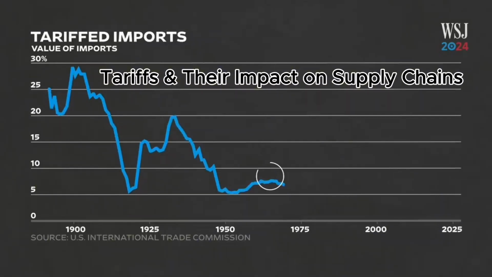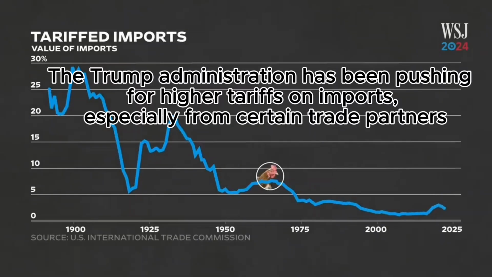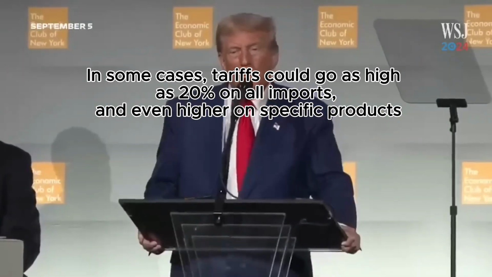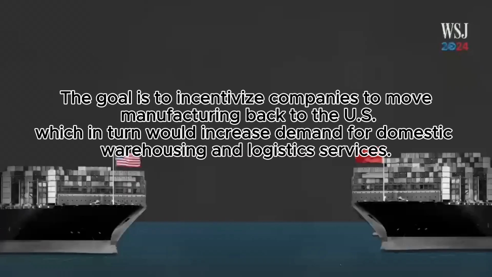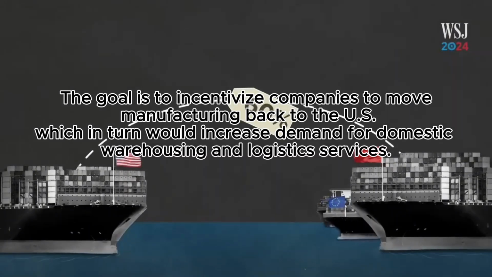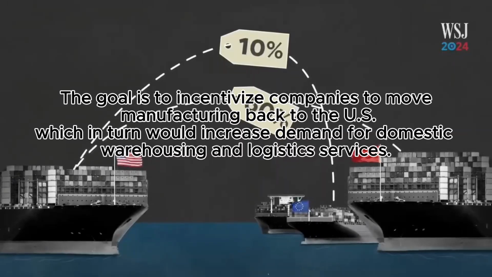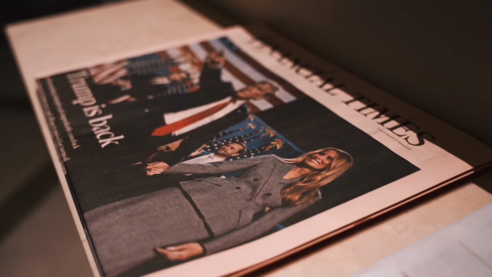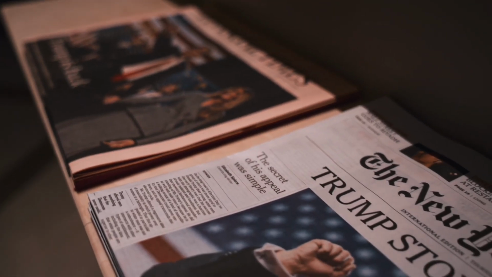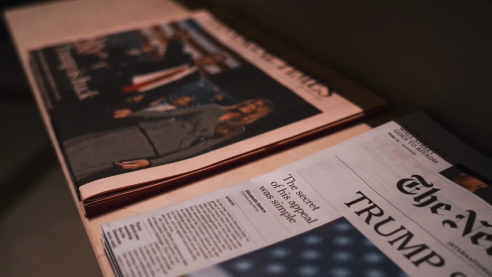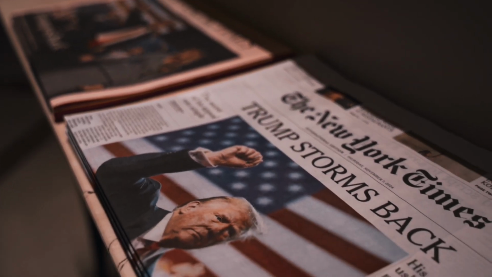Tariffs and their impact on supply chains. The Trump administration has been pushing for higher tariffs on imports, especially from certain trade partners. In some cases, tariffs could go as high as 20% on all imports, and even higher on specific products. The goal is to incentivize companies to move manufacturing back to the US, which in turn would increase demand for domestic warehousing and logistics services. But these tariffs also come with higher costs for imported goods, which can drive up prices for consumers and put tighter margins on companies throughout the supply chain.